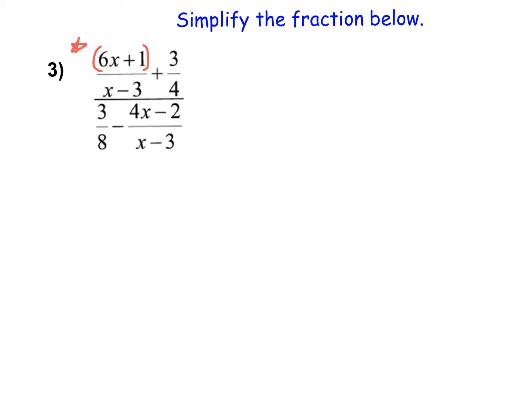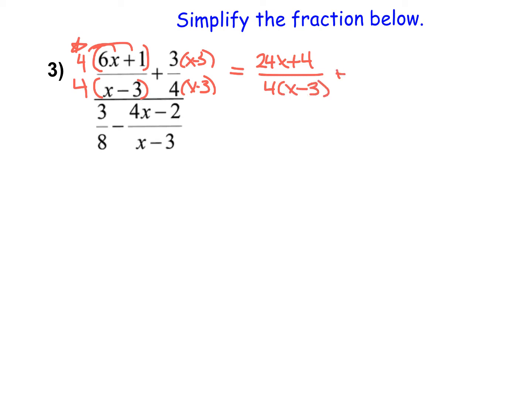So I'm going to multiply both the numerator and denominator of the first fraction by 4, and multiply the numerator and the denominator of the second fraction by x minus 3. And in doing so, I'll be able to get common denominators. So I'm going to distribute out that 4 as I do that. So I have 24x plus 4 over, this becomes 4 times x minus 3.